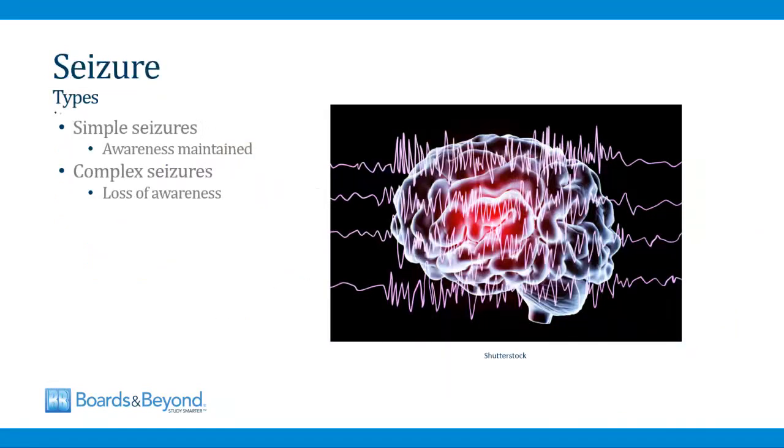Let's talk about some of the different types of seizures. A simple seizure is a seizure in which the patient is able to maintain their awareness of the world around them during the seizure event. So the patient may have abnormalities of motor function or sensation, but their awareness of the world around them is maintained during the seizure. In contrast, in a complex seizure, the patient loses their awareness of the world around them. They can appear spaced out or even sometimes lose consciousness.